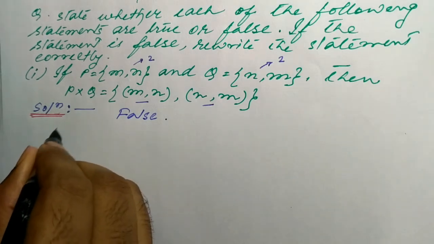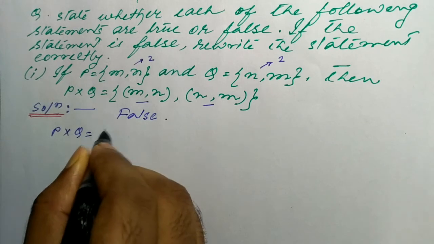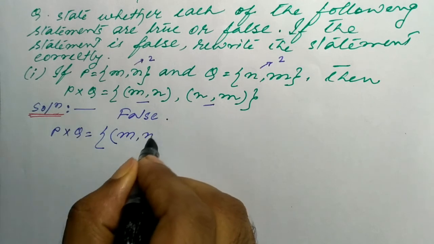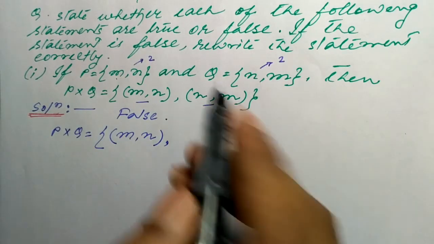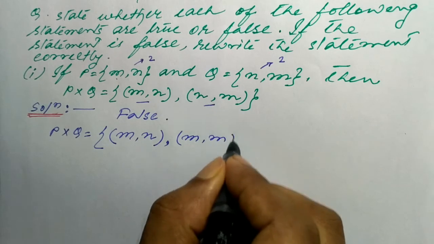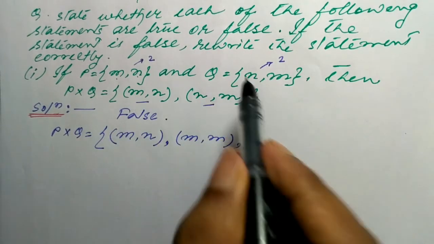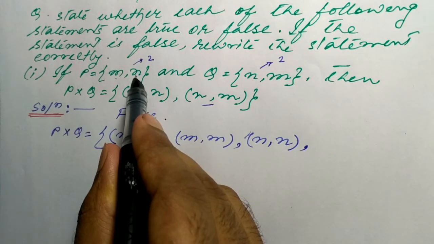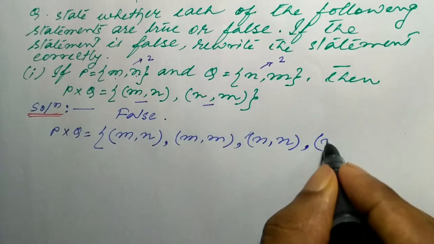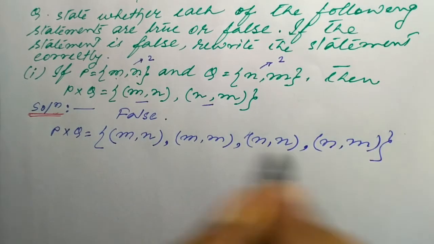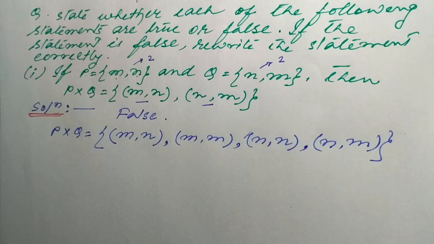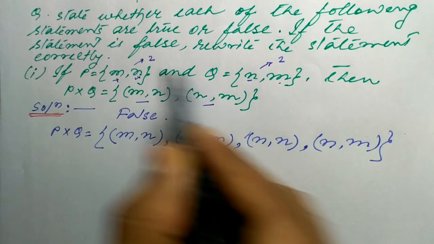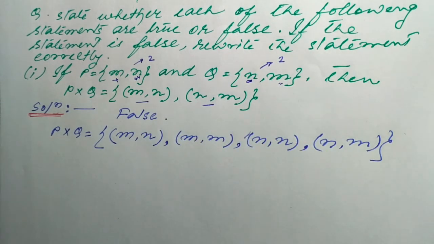Therefore our solution will be P × Q equals {(m, n), (m, m), (n, n), (n, m)}. This will be our answer: (m, n), (m, m), (n, n), (n, m).